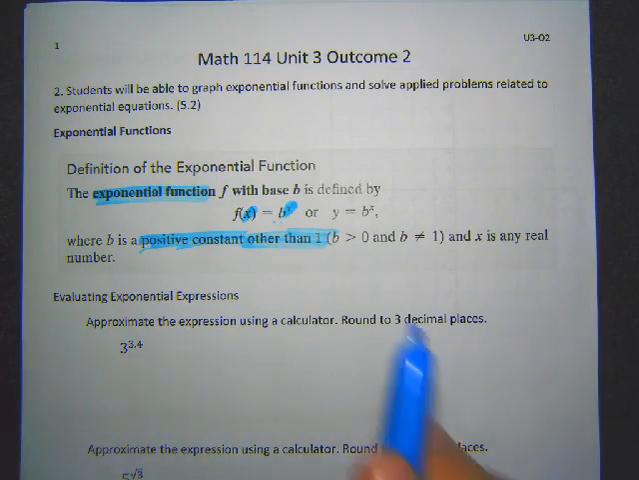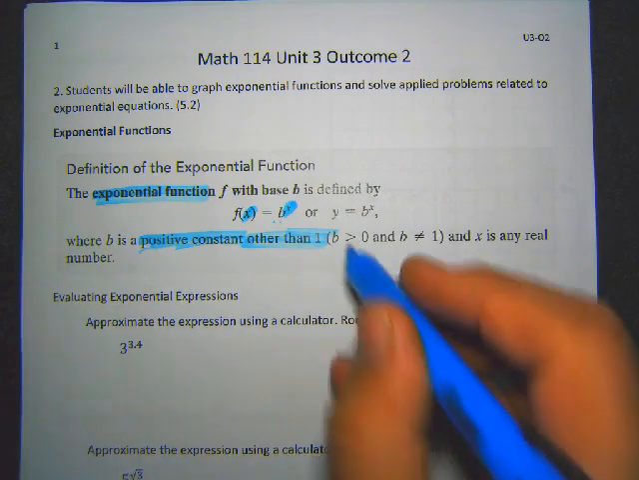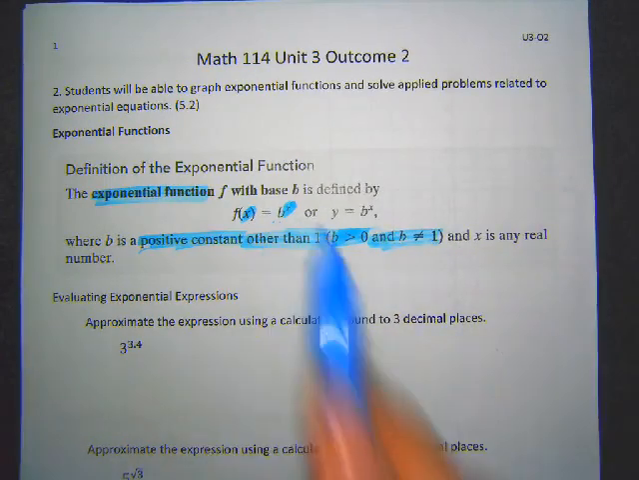And we don't like to work with 1, because if you let the base be 1, well, 1 to any power is always going to be 1. 1 to the first is 1, 1 to the 10th is 1, 1 to the millionth is 1, because 1 times 1 times 1 just gives you 1. So we're only going to use positive numbers other than 1. So they're going to be bigger than 0, positive, and they have to not be 1. And that's what's going to be the base.